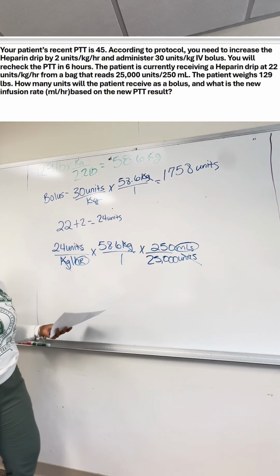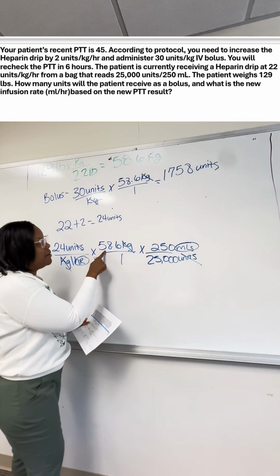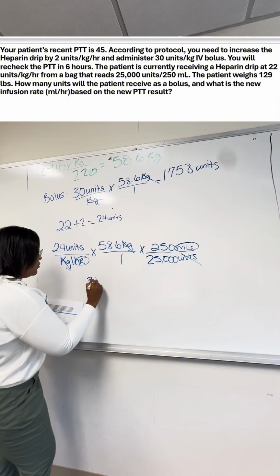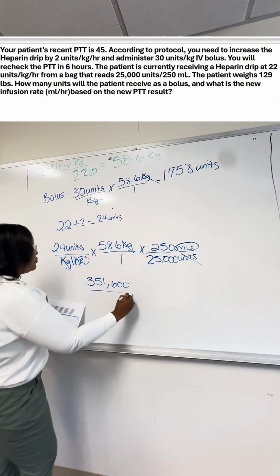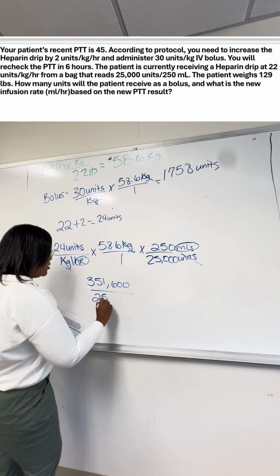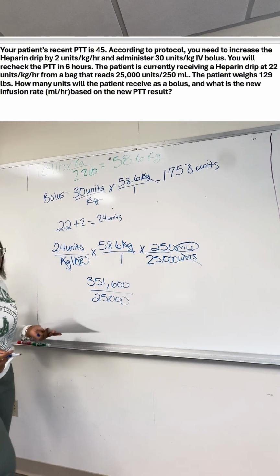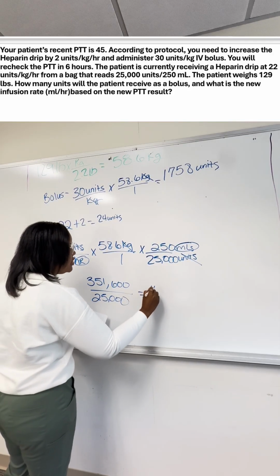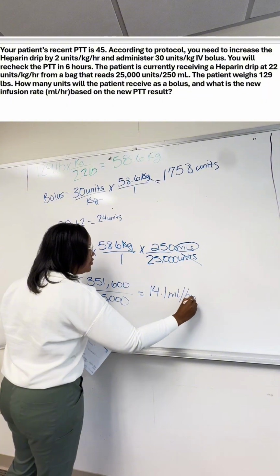So now we're done. All we need to do is multiply. So we're going to multiply straight across 25 times 58.6 times 250, and that should give us 351,600. Multiply straight across, so 1 times 25,000 is 25,000. And we're going to just do 351,600 divided by 25,000, and we will get an answer of 14.1 mLs per hour.